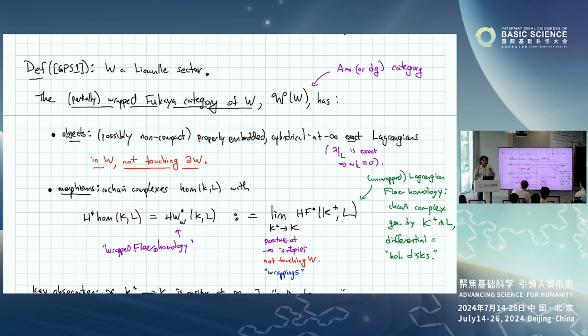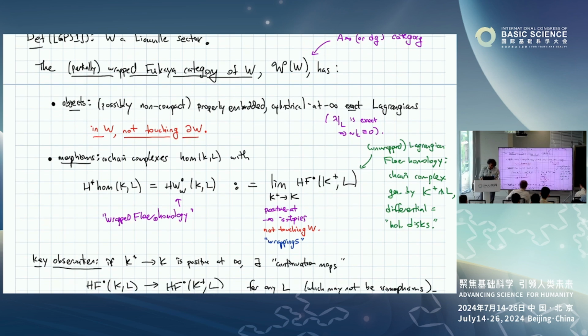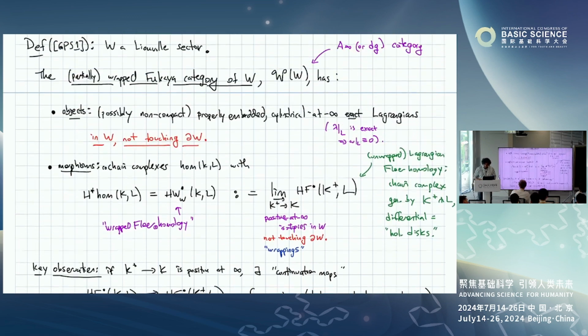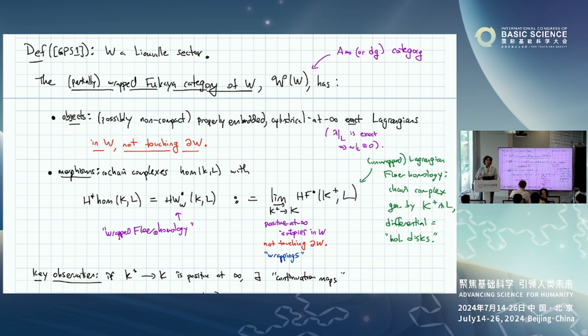Now, what I do is I don't take any given HF of K, L. What I do is I take some direct limit of HF of K plus, L, where K plus is a so-called positive at infinity isotopy in W, not touching the boundary of W. Okay. So we call such an isotopy a wrapping of K. And I'll draw a picture saying what this is in a second. Yes, question?